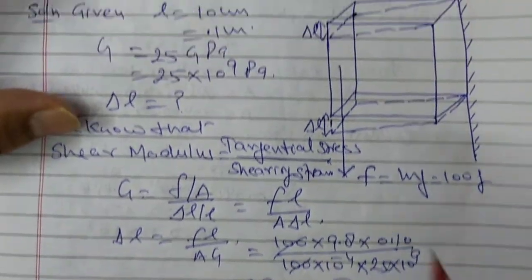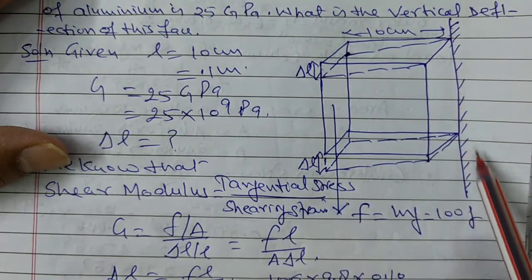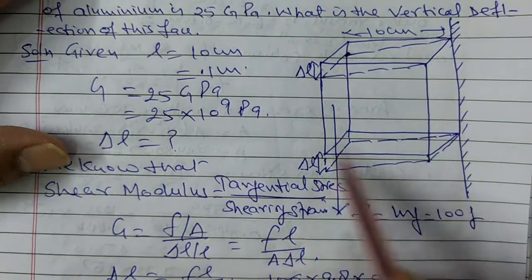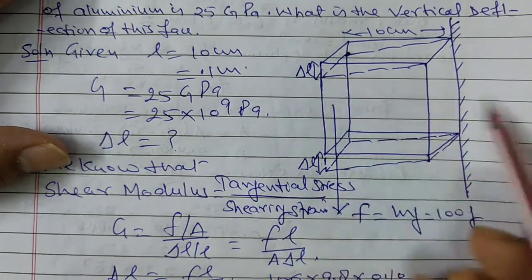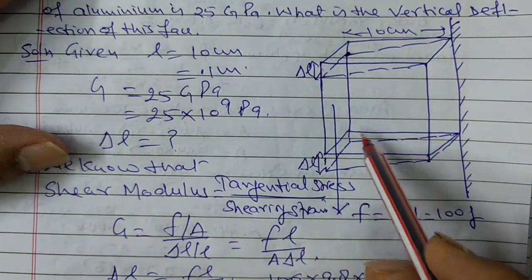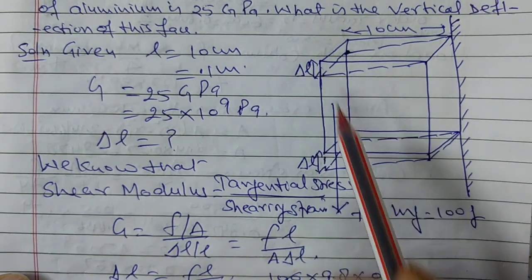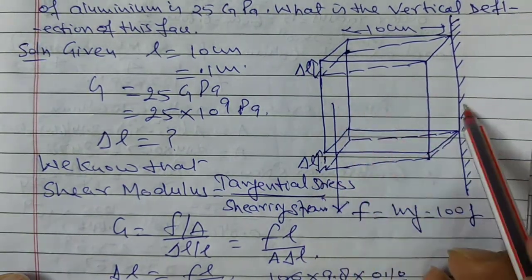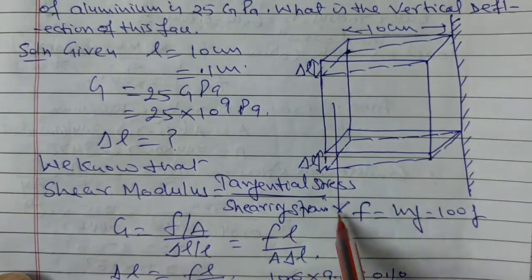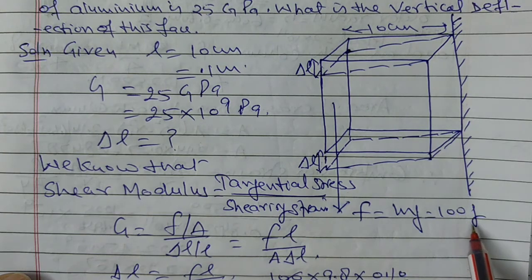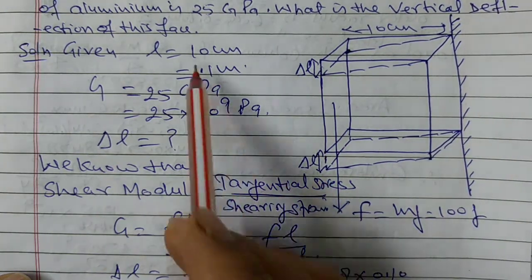In this question, this cube is attached to the vertical wall, and a mass of 100 kg is attached to the opposite face of the cube. Then we have to calculate the deflection. We have to calculate the value of this delta L. One face is attached to this vertical wall, and with the opposite face we attached a mass of 100 kg. So we have to calculate delta L, the values are given.